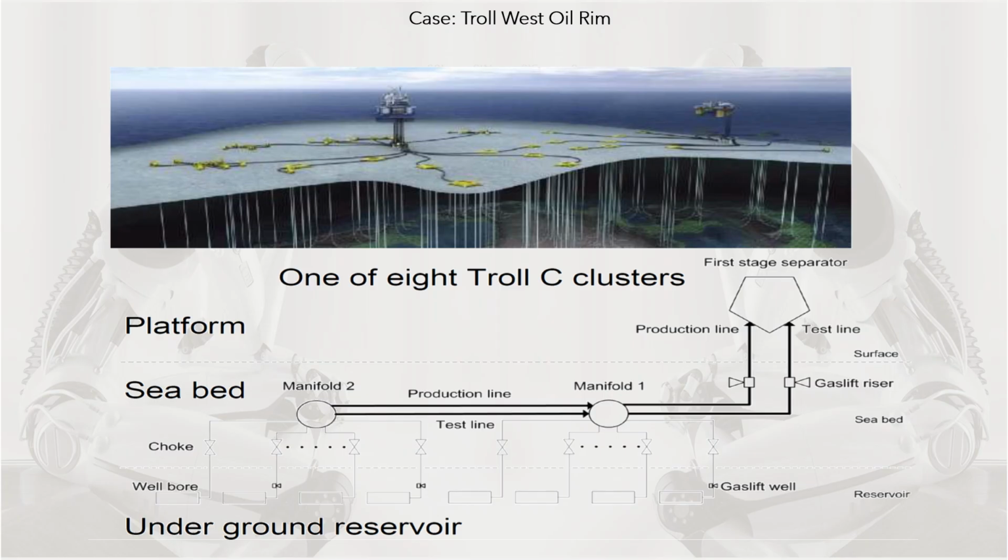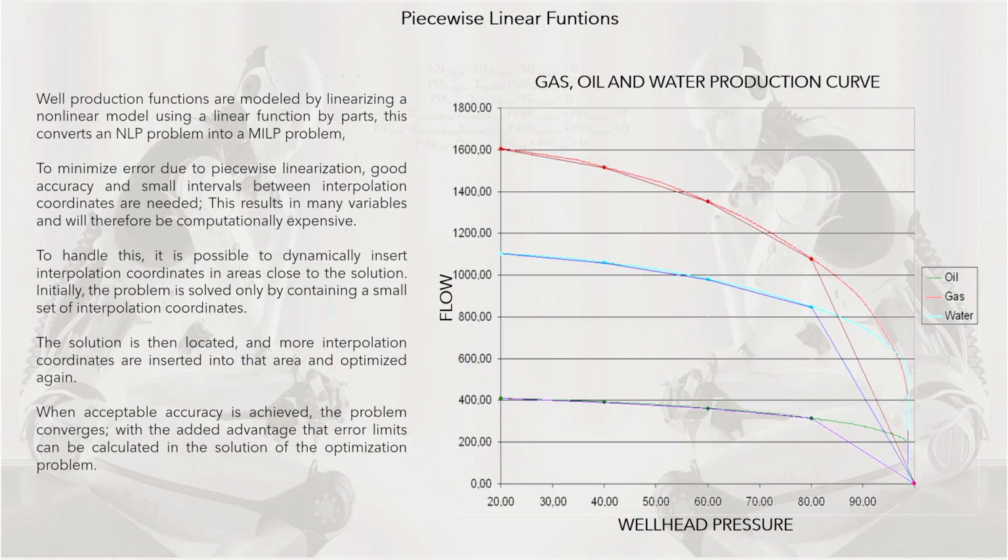The well and pipeline system are divided into clusters. There are two groups: one that covers manifolds 1 and 2, and the second includes manifold 3. Therefore, a cluster may include one or more manifolds. Well production functions are modeled by linearizing a nonlinear model using a piecewise linear function. This converts an NLP problem into a MILP problem. To minimize error due to piecewise linearization, good accuracy and small intervals between interpolation coordinates are needed. This results in many variables and will therefore be computationally expensive.